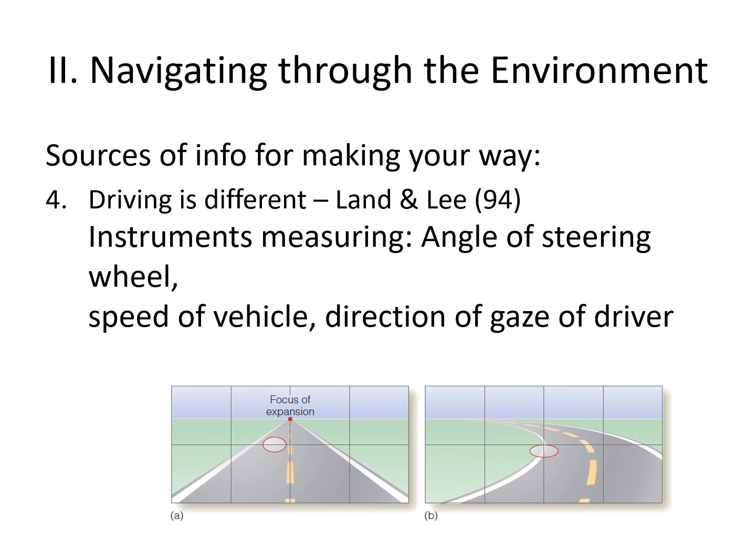This study was done in the UK, so notice that they will be driving on the left-hand side of the road. In the study, they were measuring the angle of the steering wheel, the speed of the vehicle, and the direction of the gaze of the driver. So they were doing this eye tracking. And what those red circles are showing is, on a straightaway, where they are looking is that red circle. And they're not looking at the focus of expansion. Where they're looking is in their lane. And when they're making a turn, you can see that they are looking at the tangent of the turn.